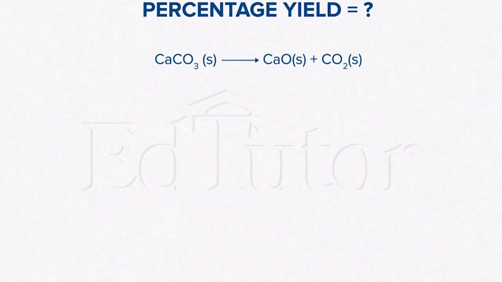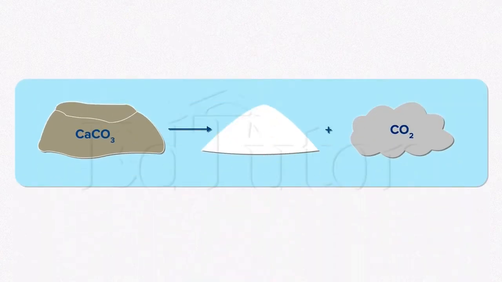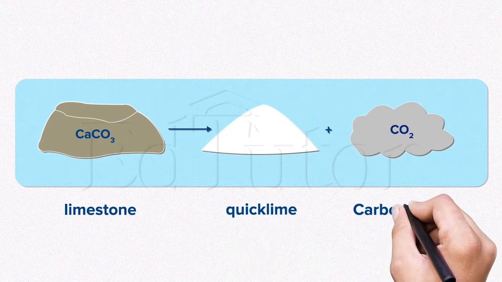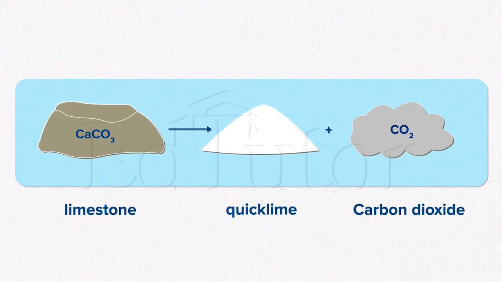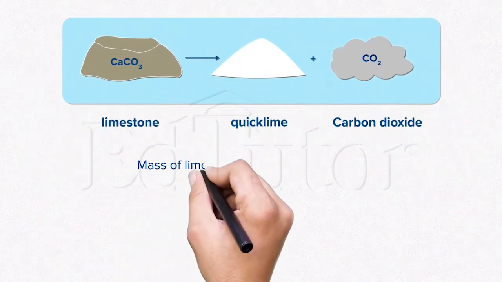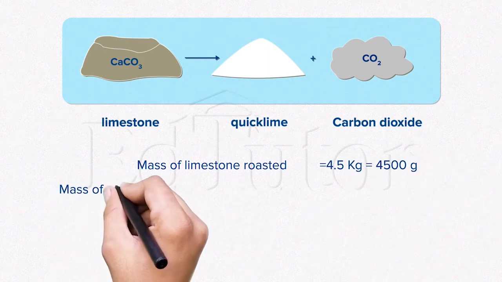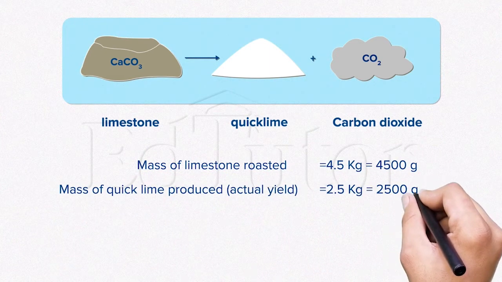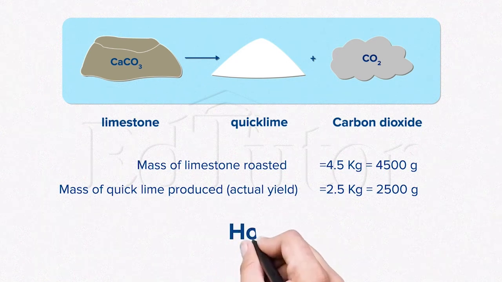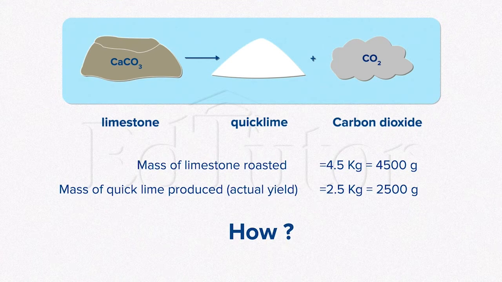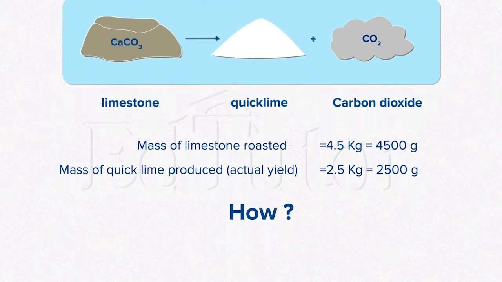Okay, so I assume you remember that in the previous videos we discussed that mass will always be expressed in grams, right? So the first step for the solution is to convert both the masses of limestone and that of quicklime to grams. So the mass of limestone roasted is equal to 4.5 kg, which is equal to 4500 grams. And how is it calculated? We calculated it by multiplying kilogram by 1000 to convert it into grams. So next is the mass of quicklime, that is 2.5 kg, and that will be equal to 2500 grams.